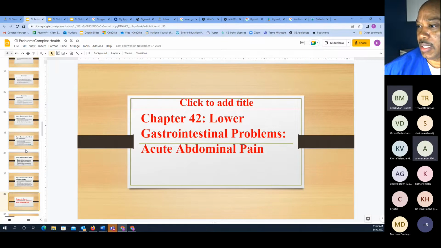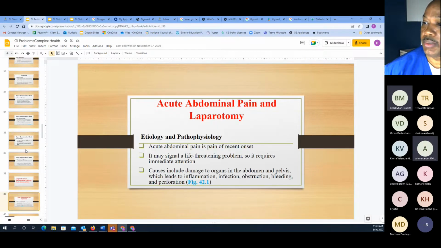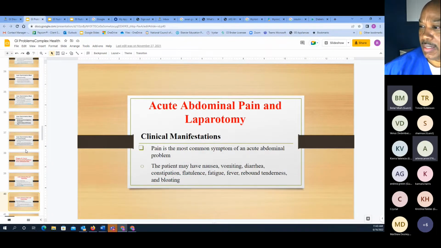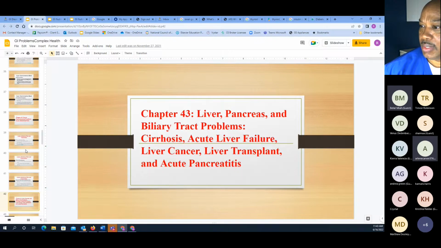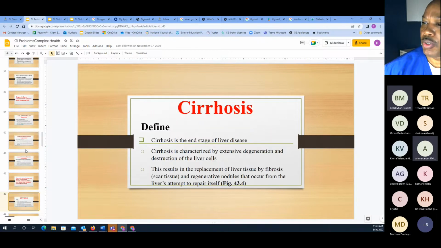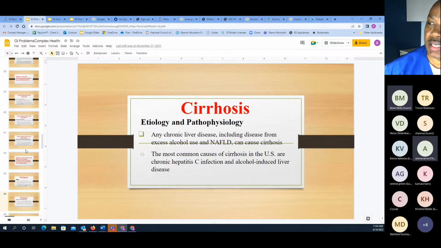Let's see, click to add title. I don't know why I did that. All right, anyway. Acute abdominal pain and laparotomy. This is very important because you'll get some patients that come in with an acute abdomen which requires surgery. So take a look at this. Say acute abdomen, and then these are some of your other issues like your cirrhosis. They said there was some on there about that.